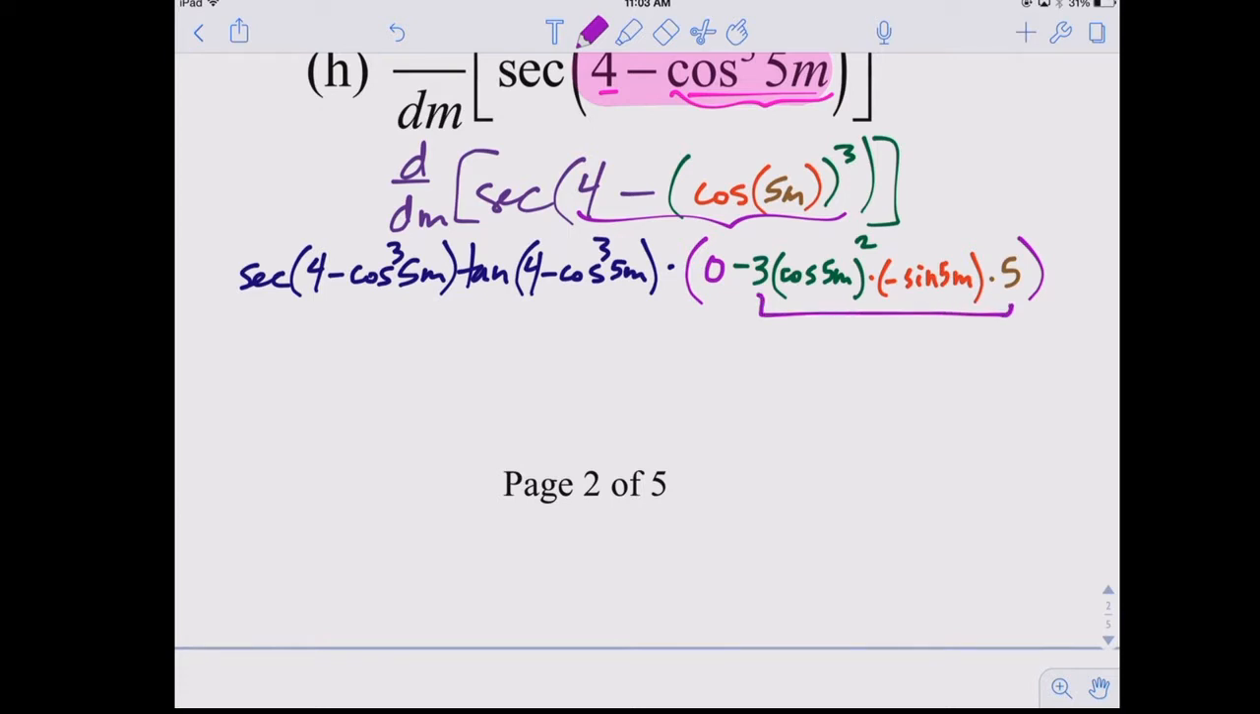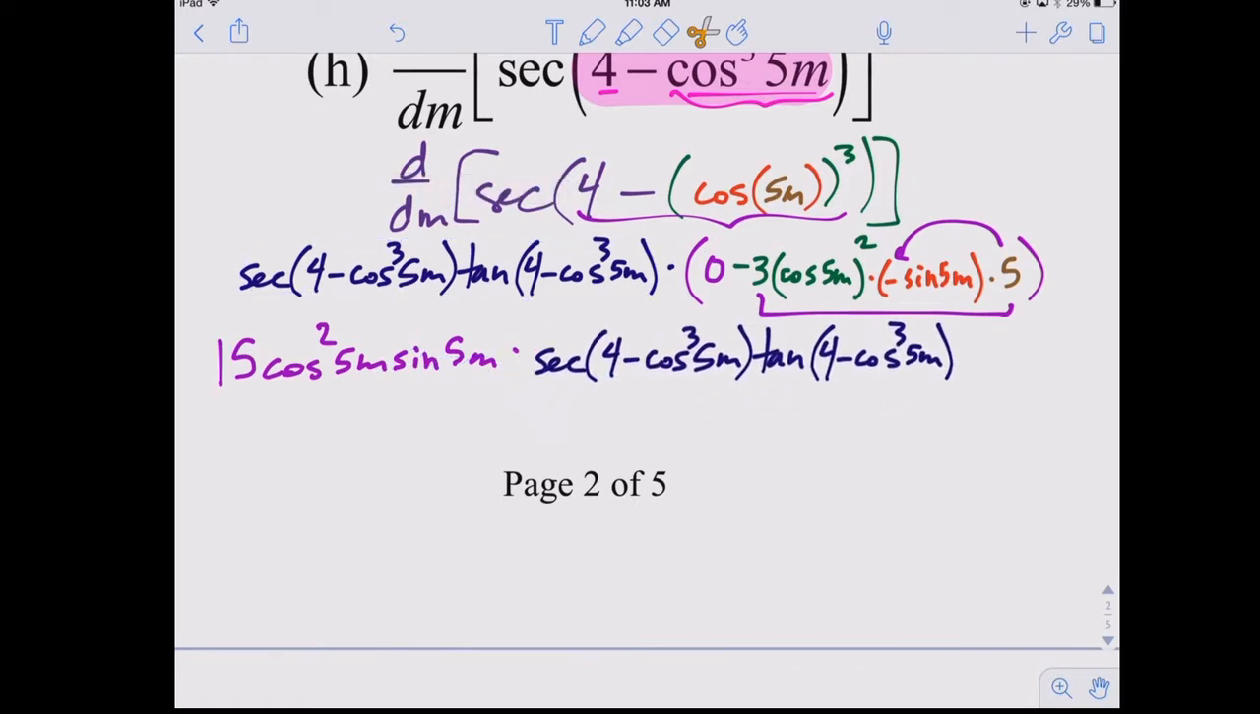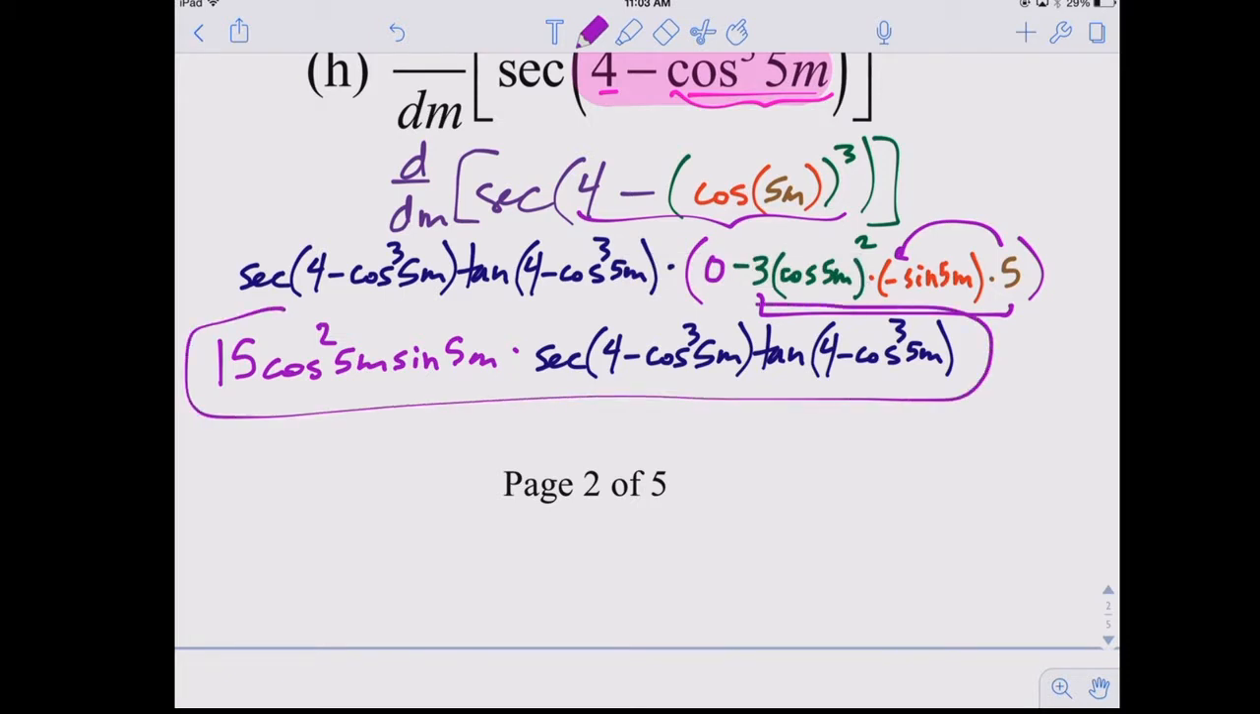I got a negative 3 times a 5 times a negative 1. So what is that going to equal? Positive 15, right? And because the 0 is gone, I could say that that becomes just another factor. So I could actually pull it out in the front and call it a positive 15. And then I got a cosine squared of 5m times the sine of 5m times all this stuff right here, which I'll just copy and paste. Kind of cheating. And that would be about as cleaned up as we could make it.